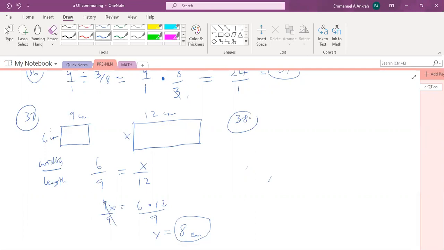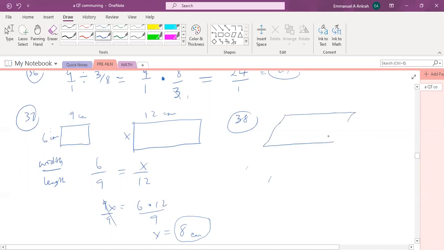Two angles of a parallelogram measure 60 degrees. In a parallelogram, opposite sides are parallel, so this is parallel to that, and this is parallel to that. So 60 degrees for one here, and that's 60 degrees. How large are the remaining two angles?